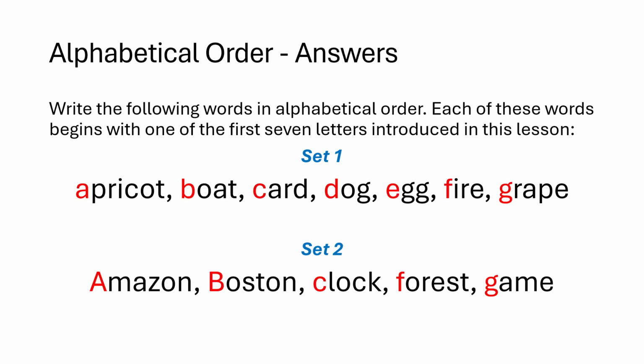Check your answers. These words are in alphabetical order by looking at the initial letters. Apricot begins with A. Boat begins with B. Card begins with C. Dog begins with D. Egg begins with E. Fire begins with F. Grape begins with G. Amazon begins with A. Boston begins with B. Clock begins with C. Forest begins with F. Game begins with G.